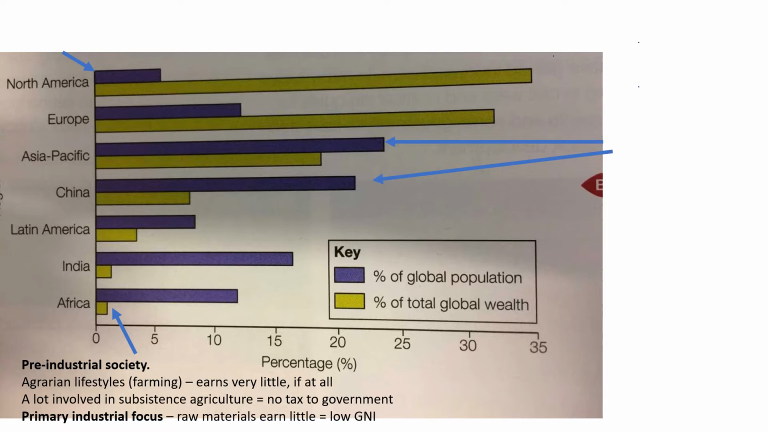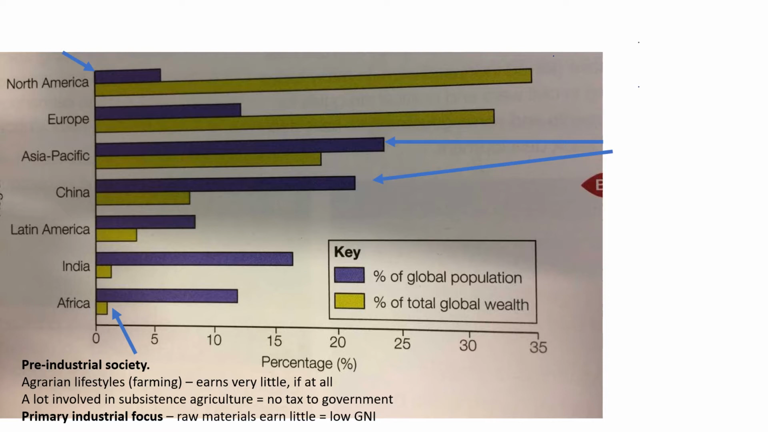Farming earns very little, if at all. And a lot of the people that are involved in these agrarian lifestyles will be involved in subsistence agriculture. Subsistence means that they're just growing enough food for themselves, for their families. They have very little left over. If they have a little bit left over, they might sell it on a local market for a few pence. But really, they are not earning money as such. And because of that, they don't pay tax to the government. And obviously that then means that the government is unable to develop the economy further. It struggles to build industries and businesses because it hasn't got the money to do so.